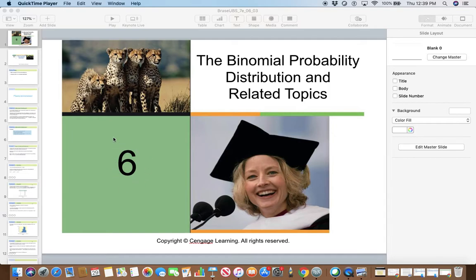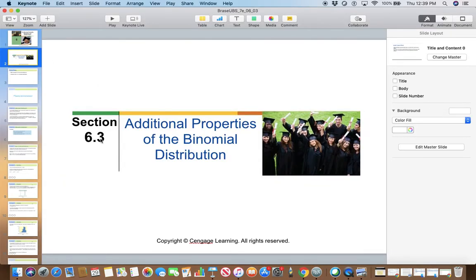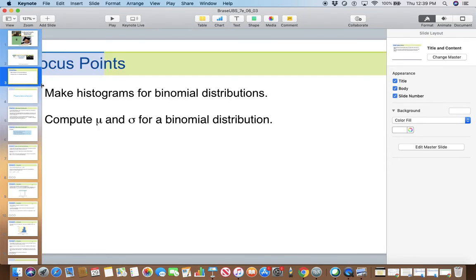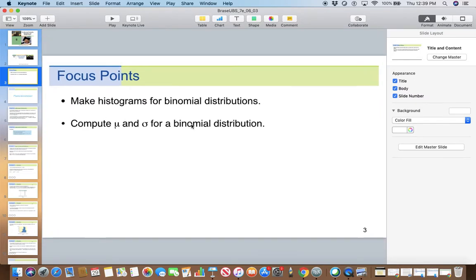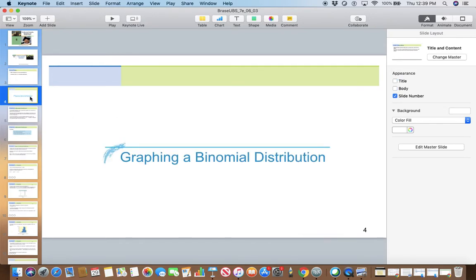Back, Chapter 6, Section 6.3, Additional Properties of the Binomial Distribution. Focus points. Here we make histograms for binomial distributions. We compute mu and sigma for a binomial distribution.